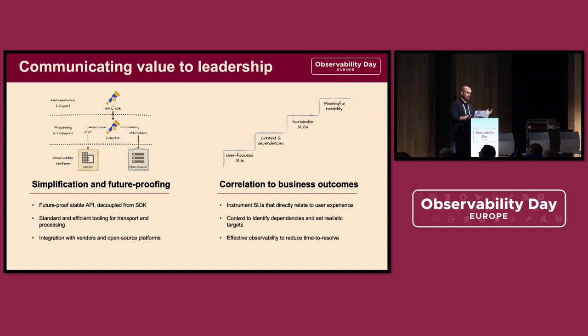The first one is the avenue of simplification and future-proofing, right? So OpenTelemetry gives you that decoupling of the API layer from the SDK. And that API is a future-proof, stable API. You can rely on it for stability. Now, many companies, for example at Skyscanner, we used to have our own abstraction that we had to maintain to be able to decouple ourselves from any implementation details. Now, that's what OpenTelemetry provides out of the box.